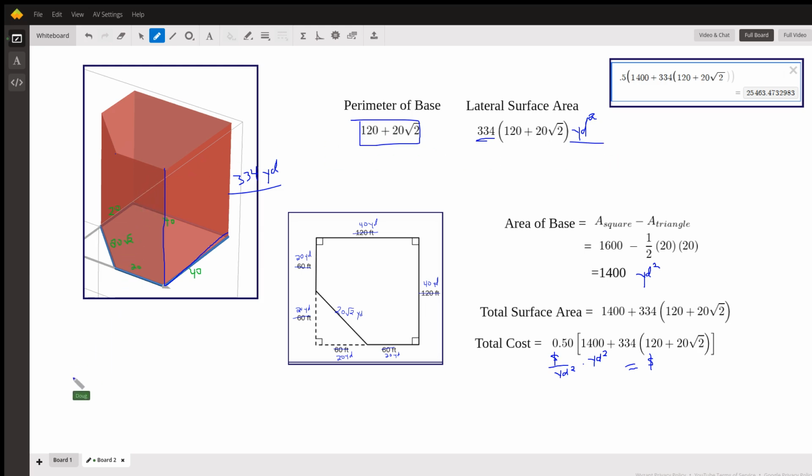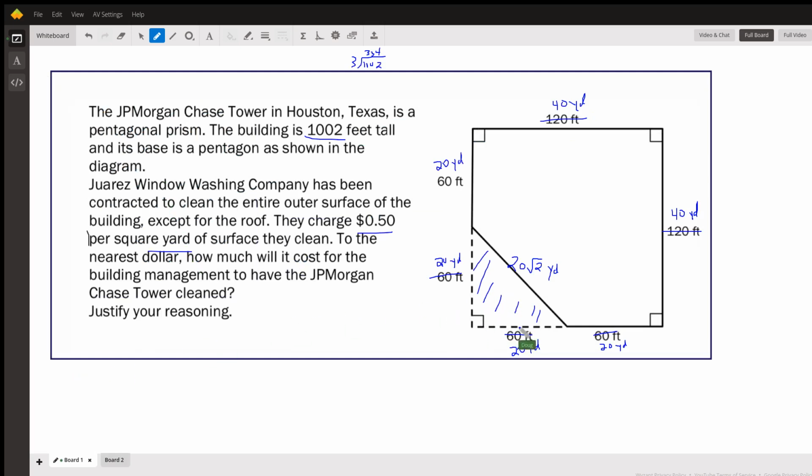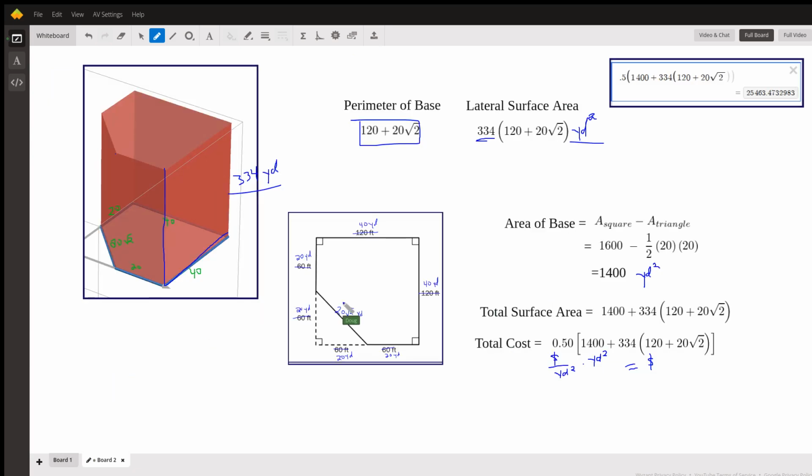Now, where did I get that 20 radical 2? Well, this is a 45-45 right triangle. And in a 45-45 right triangle, the hypotenuse is the square root of 2 times one of the legs. That's where this 20 radical 2 came from. So there's an expression for the lateral surface area.